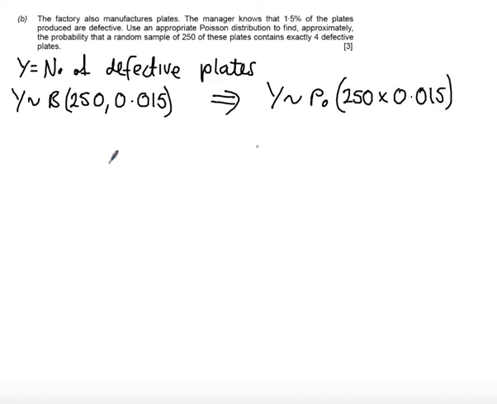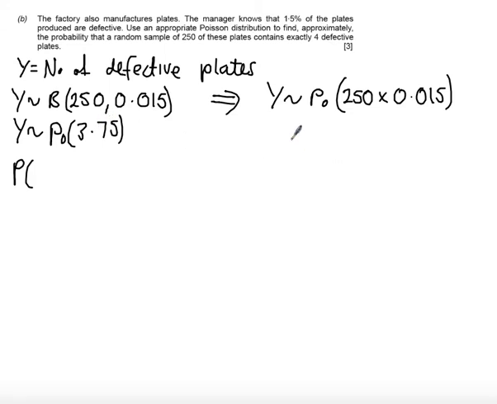0.015. So in fact what we're going to do, because we're using a Poisson approximation, is we're going to say y is distributed with Poisson mean 3.75. Okay, in the question it asks to find the probability that exactly 4 of these plates are defective. So because it's exactly 4, I would use the Poisson formula anyway. But because of the mean, you'll find that you'd have to use the Poisson formula.